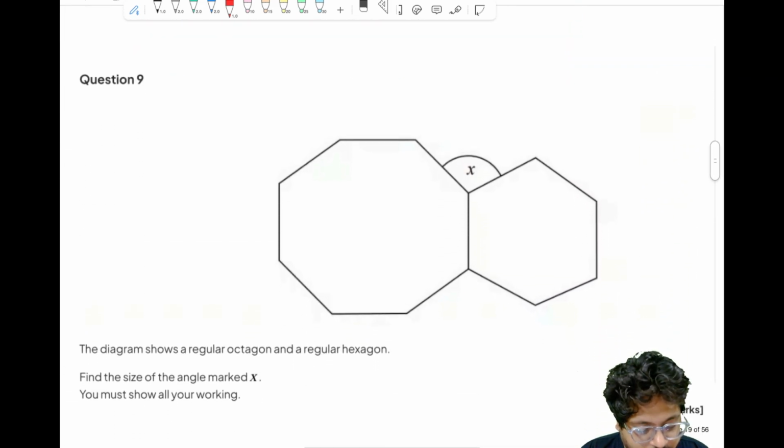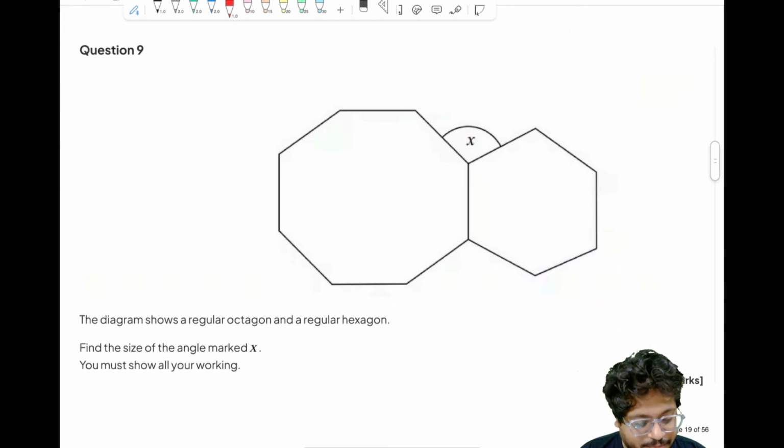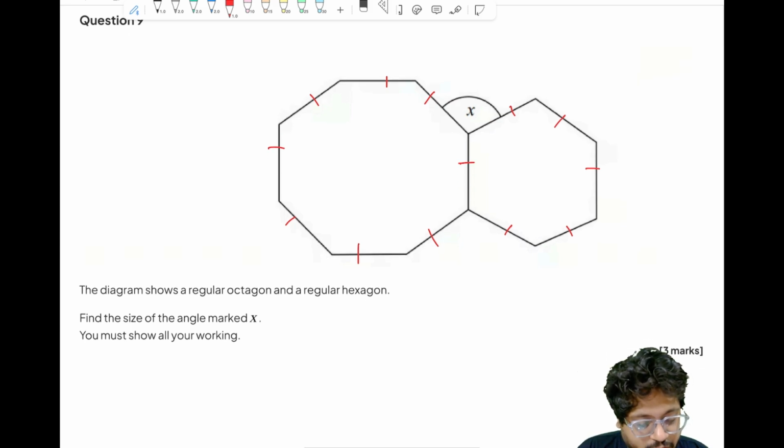Okay, let's see another example. Oh nice, there are two regular polygons, and this one has 6 sides. So it's a hexagon, and this one has 1 2 3 4 5 6 7 8 sides, so it's an octagon, and they both are regular. Okay, we want to find this value of x.